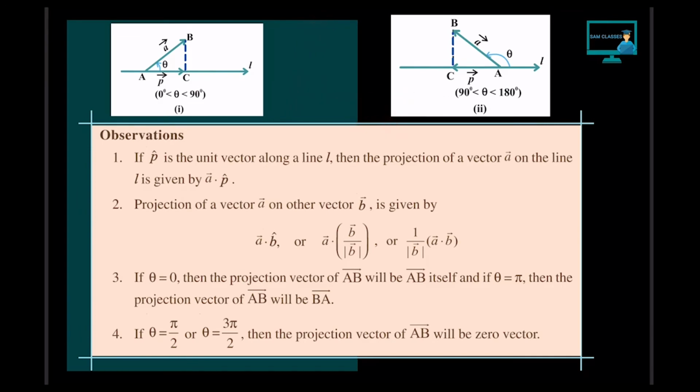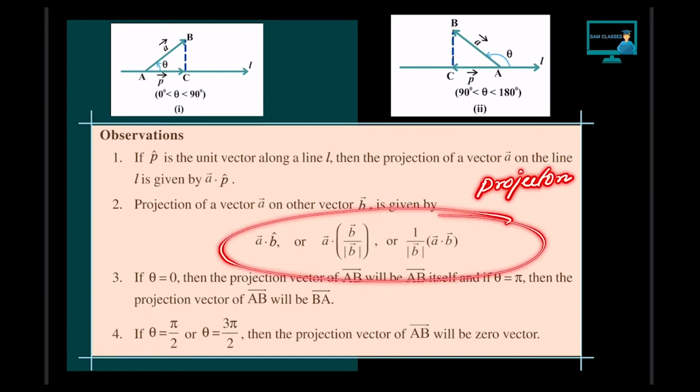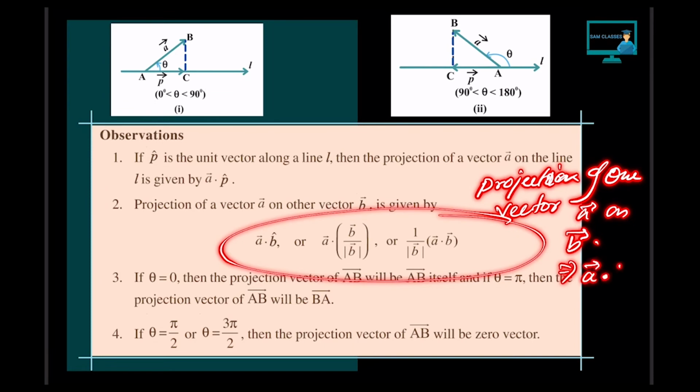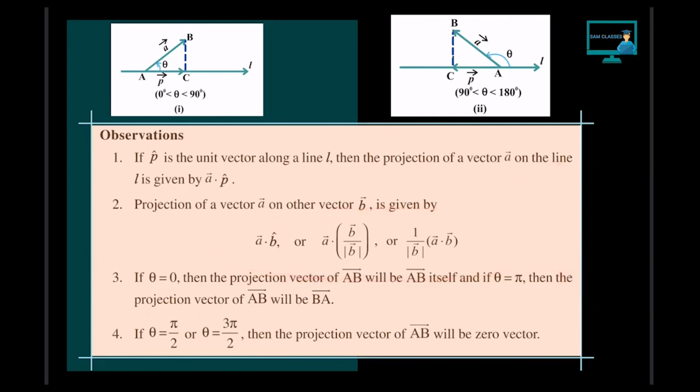Projection of any vector on the other vector. I've taken different angles also. So you just need to understand this formula, we will be using it. Projection of one vector, let's say A vector on B vector, is equal to: you take the A vector as it is, do the dot product, and for the second vector take just the unit vector. That's it.